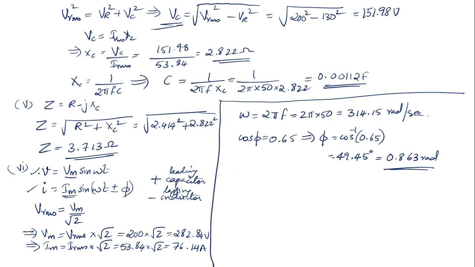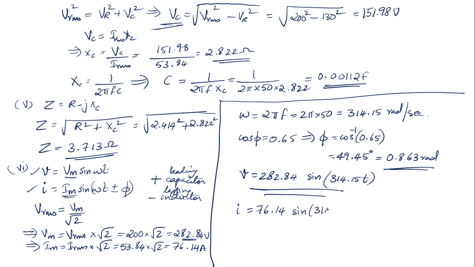You have already got the equation for instantaneous voltage and current. So instantaneous voltage v is equal to Vm, that is 282.84 sine, value of omega is 314.15, and you give the time as it is. And if you want to find the instantaneous value of current, i is equal to Im, that is 76.14 sine 314.15 t, okay, sine omega t, and since you are having a leading circuit, you give it as plus 0.863, that's the value of phi. So this is the equation for the instantaneous value of voltage and current.